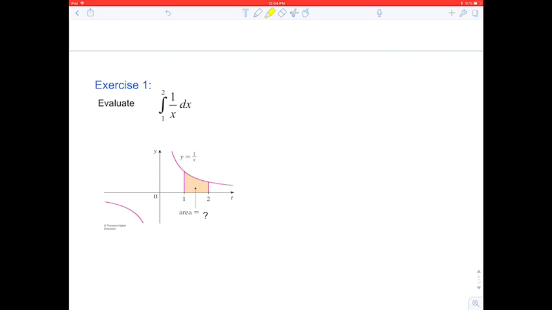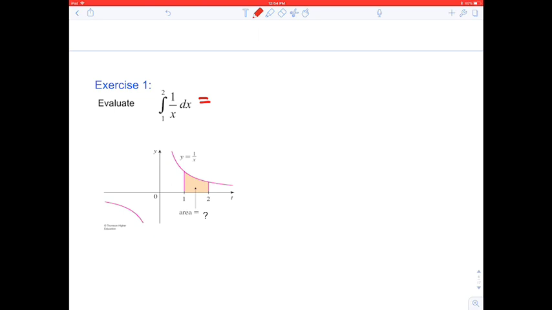I have the first exercise, the integral from 1 to 2 of 1 over x dx. Since the function is positive, this means the area under the curve from 1 to 2. We can make the interpretation like that. Now let's get the answer.